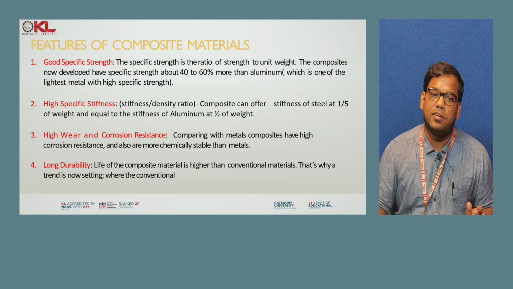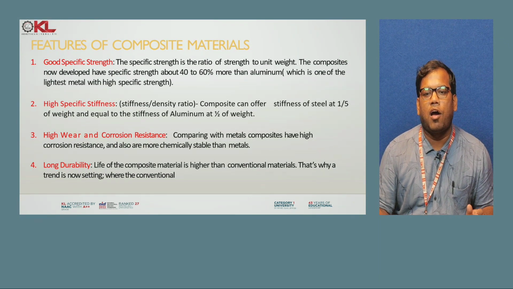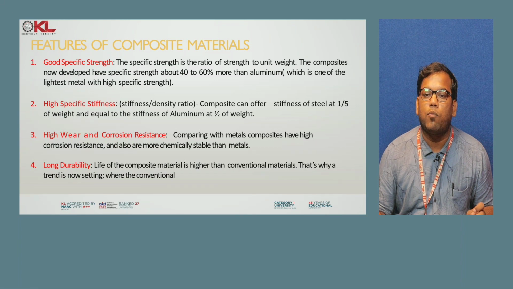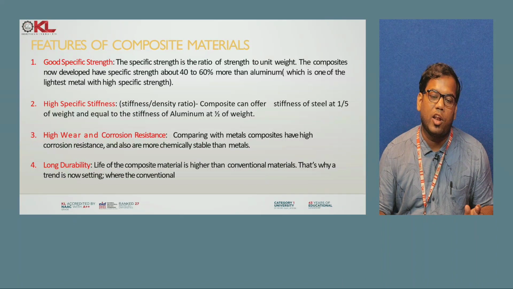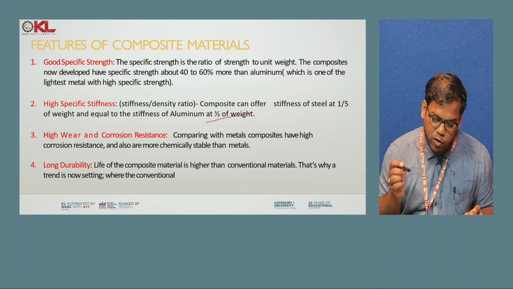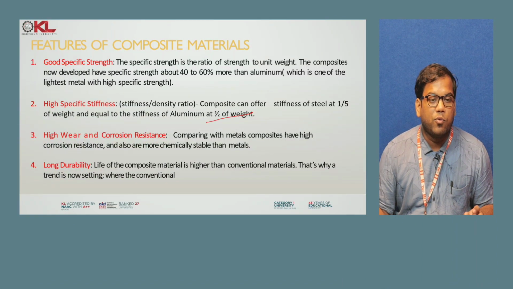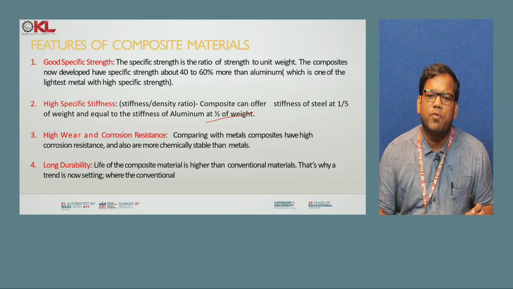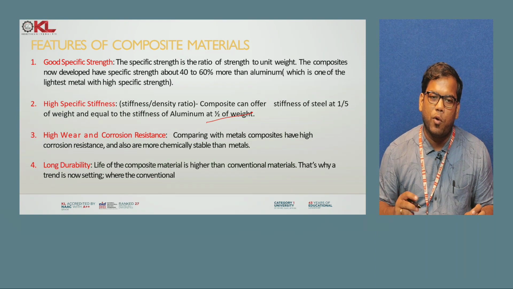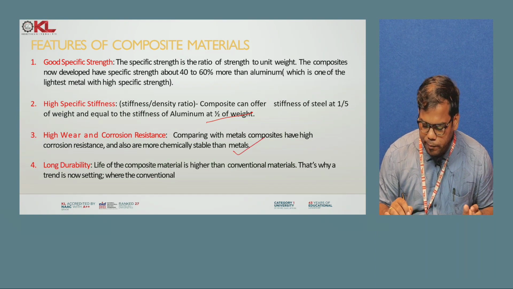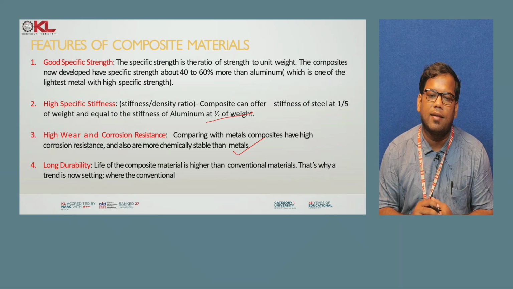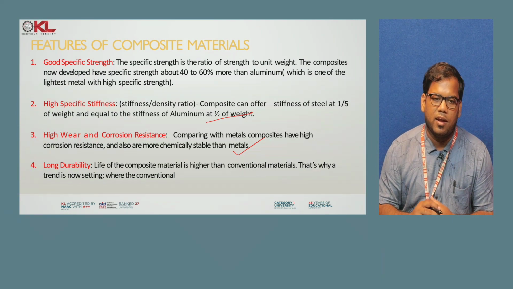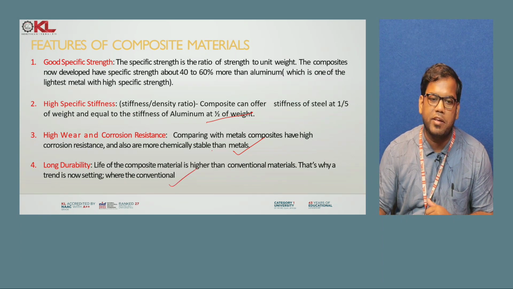High specific stiffness. Composites can offer stiffness of steel at 1/5 of its weight and equal to stiffness of aluminium at half of its weight. It can provide higher wear and corrosion resistance. Compared with metal, composites have higher corrosion resistance, and are more chemically stable than metals. Long durability. Life of the composite material is higher than the conventional material. That's why it is used where conventional materials are not preferred.